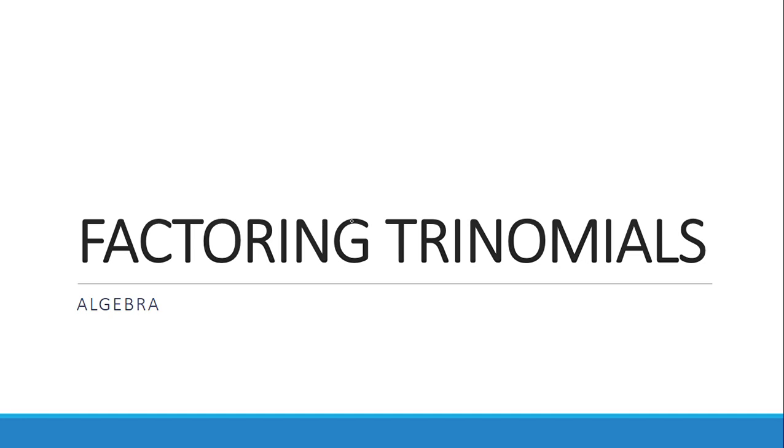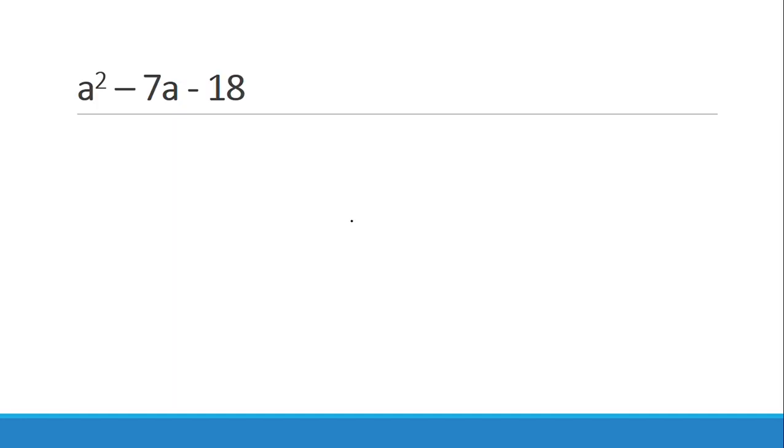Join me in here for another episode on factoring trinomials with the constant that is not a perfect square. So we move on to our first example. So we have a squared minus 7a minus 18.